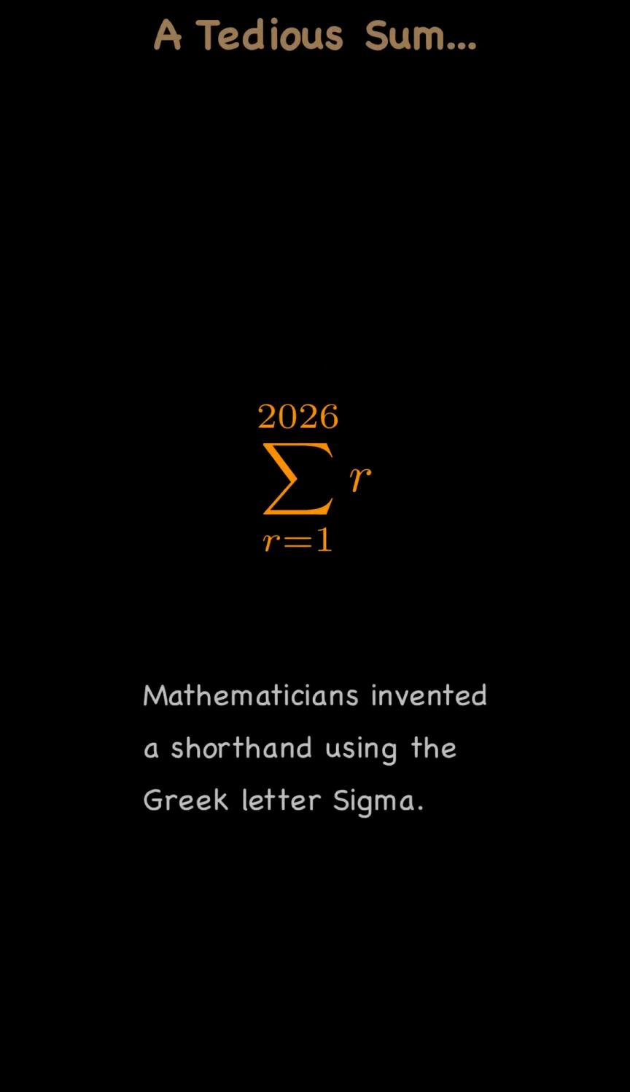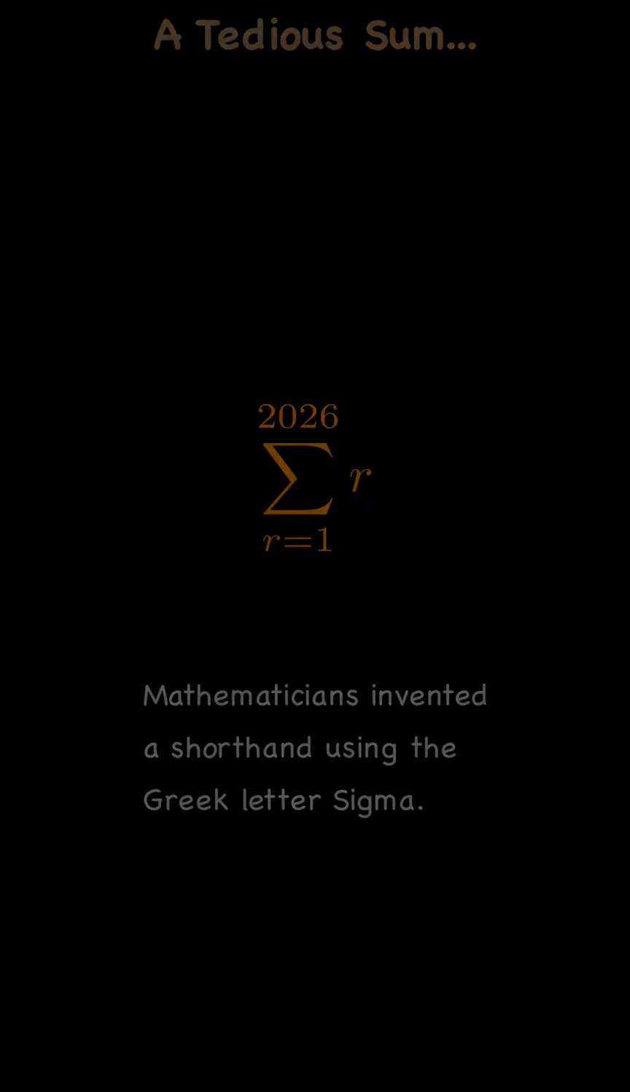Writing out 1 plus 2 plus 3 all the way to 2026 is tedious. Mathematicians are famously lazy, so they invented a shorthand using the Greek letter sigma, one compact symbol that says add all these terms up. By the end of this lesson, you will read and write sigma notation fluently and evaluate sums without listing every single term.